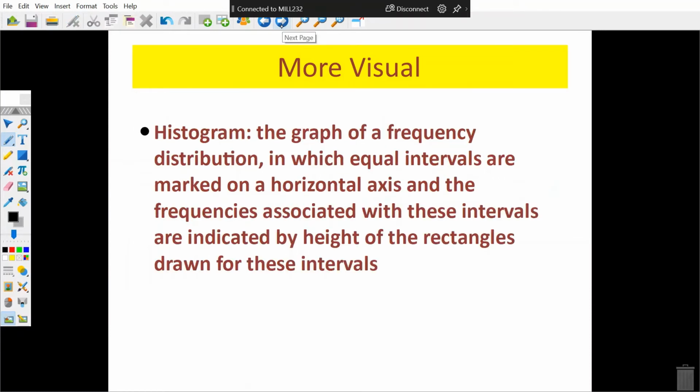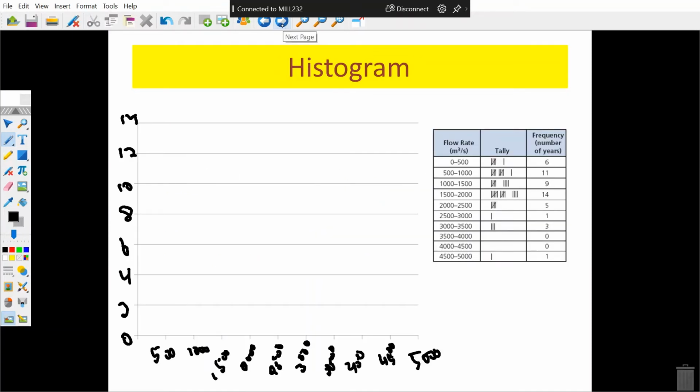So a histogram is the graph of a frequency distribution in which the equal intervals are marked on a horizontal axis and the frequencies associated with these intervals are indicated by the height of the rectangles drawn for these intervals. Now that sounds confusing. The actual picture of it is not. A histogram kind of looks like a bar graph. Well, it might be something you associate it with. I filled in the numbers.